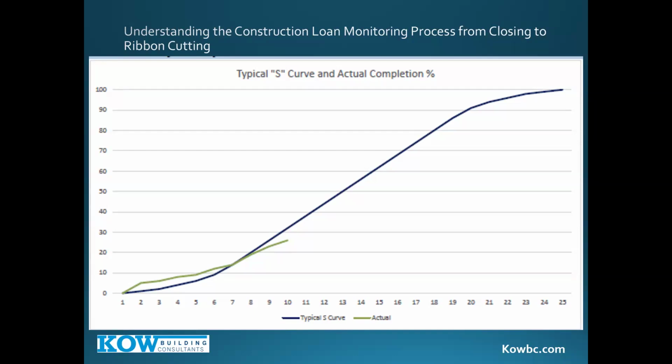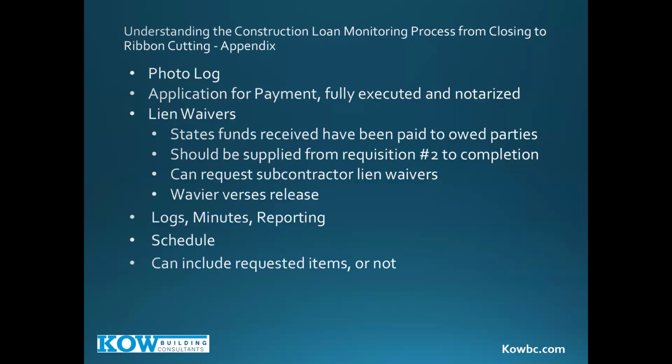So that's one way to track how the overall project is going versus the application, which is in this case, the green line. And then in the report, we include the photo log, the application, the lien waivers, any logs, the schedule, and clients can, of course, customize. They want to have us include certain items or not, it's at your discretion. If you want to include those or not, we review them regardless.